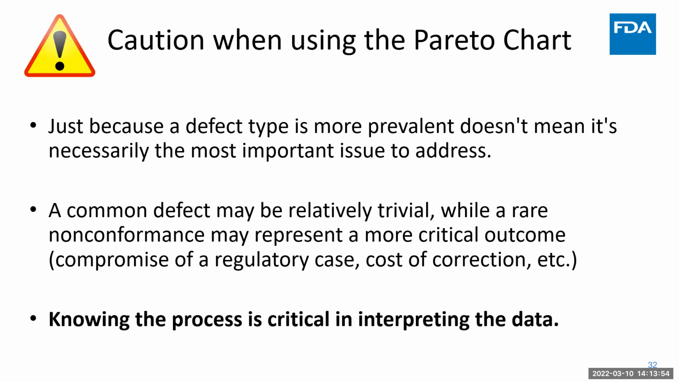of correction, etc. We had some issues in that particular process where chain of custody had been violated for samples, which could have compromised the regulatory case, but certainly compromised analysis in a lot of situations. So those were the key issues we had to address. Again, knowing the process is critical in interpreting the data.